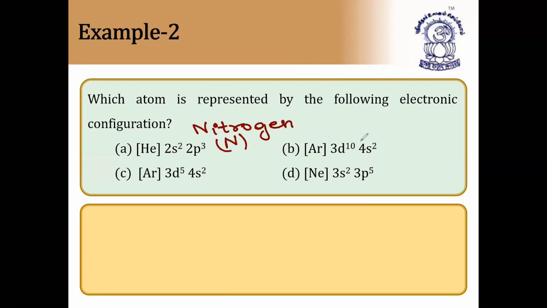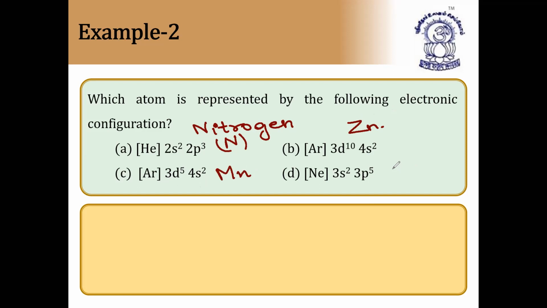Next, second one, argon. Argon is already 18. After 18, we have 10 plus 2, 12. So it is 30. 30 means copper. No, not copper, zinc. Sorry. Zinc is atomic number 30. And next we have 3d5 4s2. After argon, it has 7. So it is 25, that is 18 plus 7, 25. 25 means manganese.